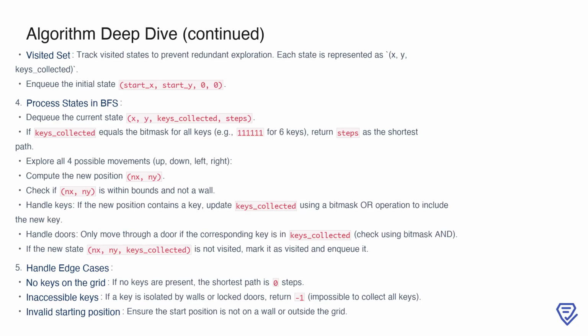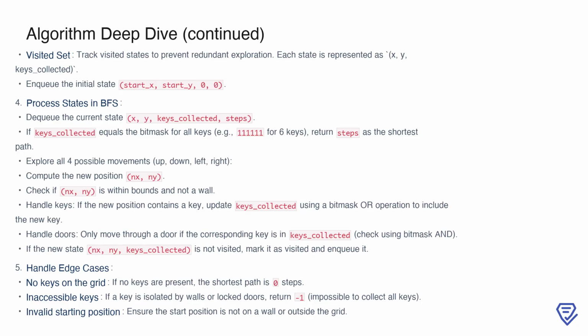For each state, we dequeue the current position, the keys collected so far, and the number of steps taken. If the keys collected match the bit mask that represents all keys, the function returns the number of steps taken as the shortest path. For movement, we explore the 4 possible directions: up, down, left, and right. Each potential move is checked to ensure it is within bounds and not blocked by a wall.